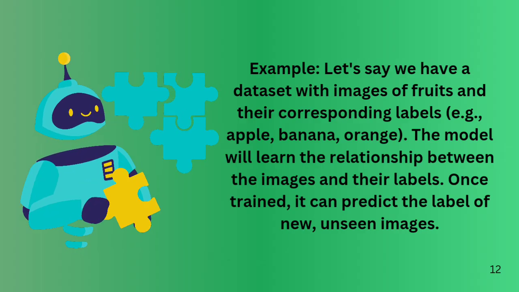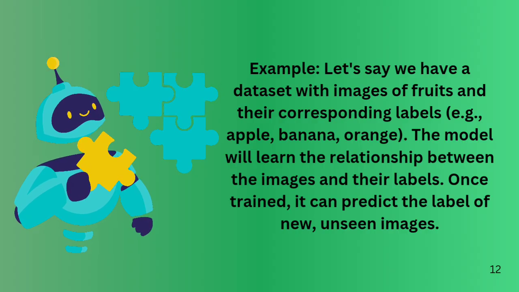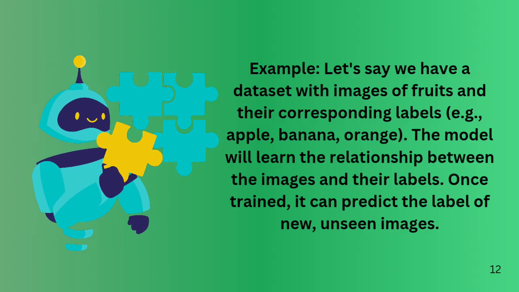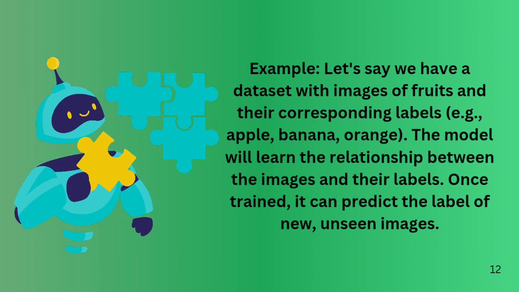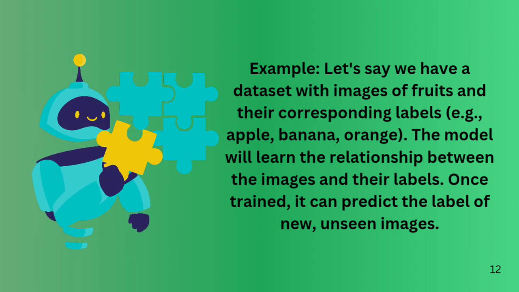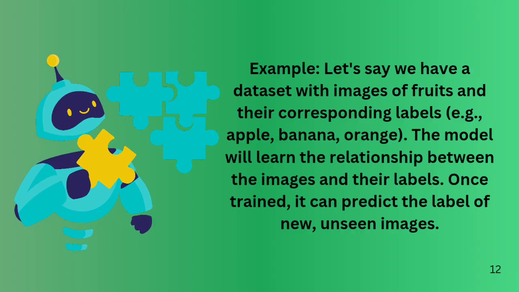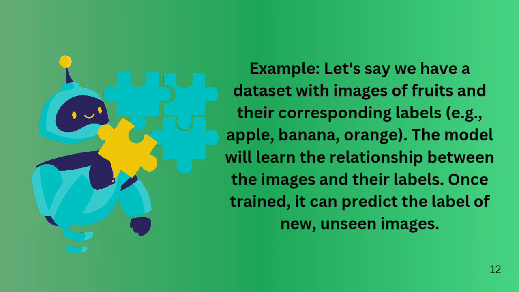Example. Let's say we have a dataset with images of fruits and their corresponding labels, e.g., apple, banana, orange. The model will learn the relationship between the images and their labels. Once trained, it can predict the label of new, unseen images.